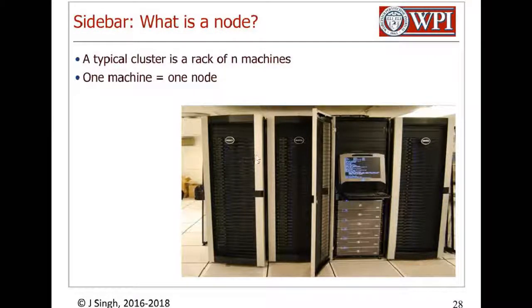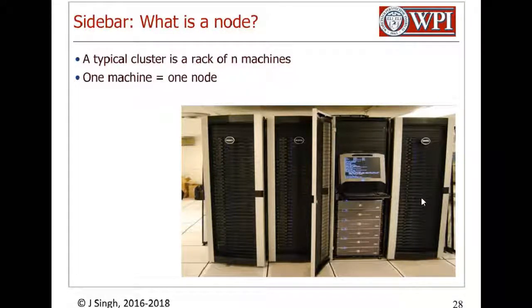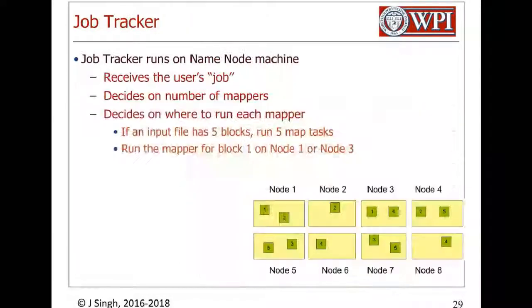And that's what a node really looks like. Each of these things you see is one machine, and all of these machines together form a rack. And here's another rack. If you want to know what a node really looks like, this is what the hardware in a room looks like.